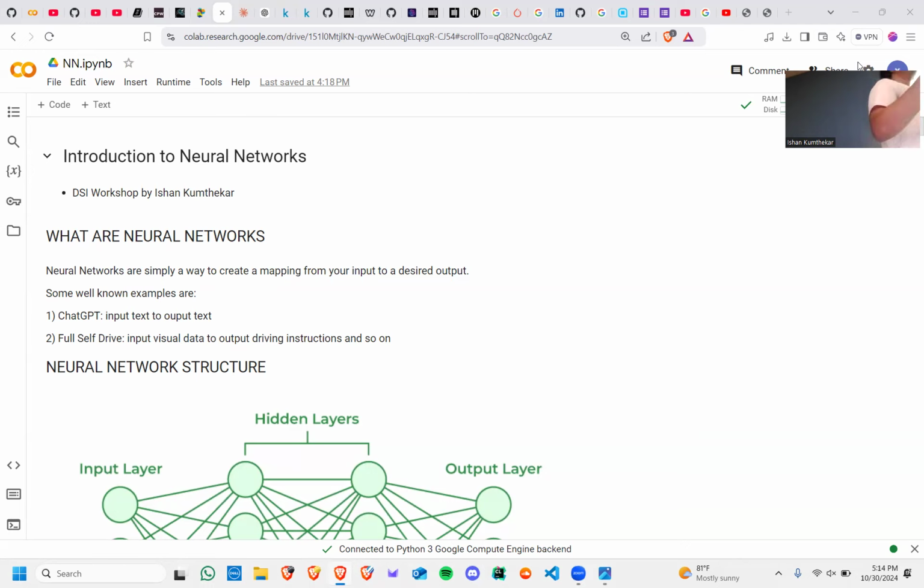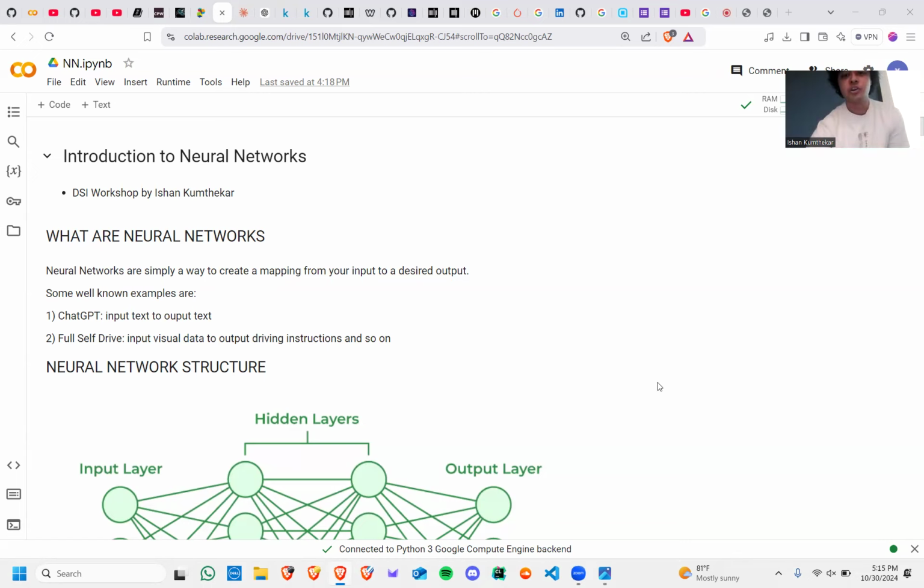And we can get a lot of useful things out of this. For example, full self-driving. I don't know if you guys know this, but Tesla is at least attempting to do this. It has input of visual data and it outputs driving instructions. That's pretty cool. They can basically simulate human driving with the help of this neural network model.